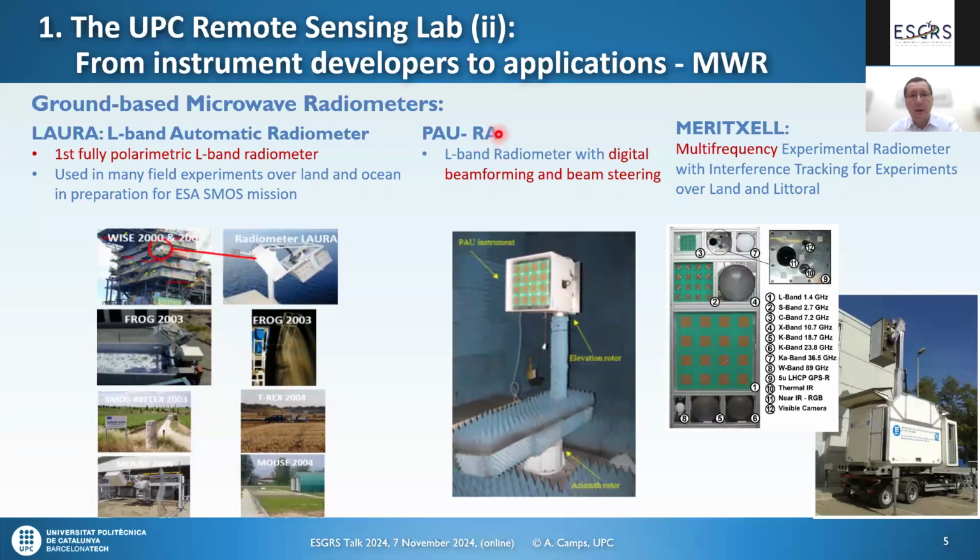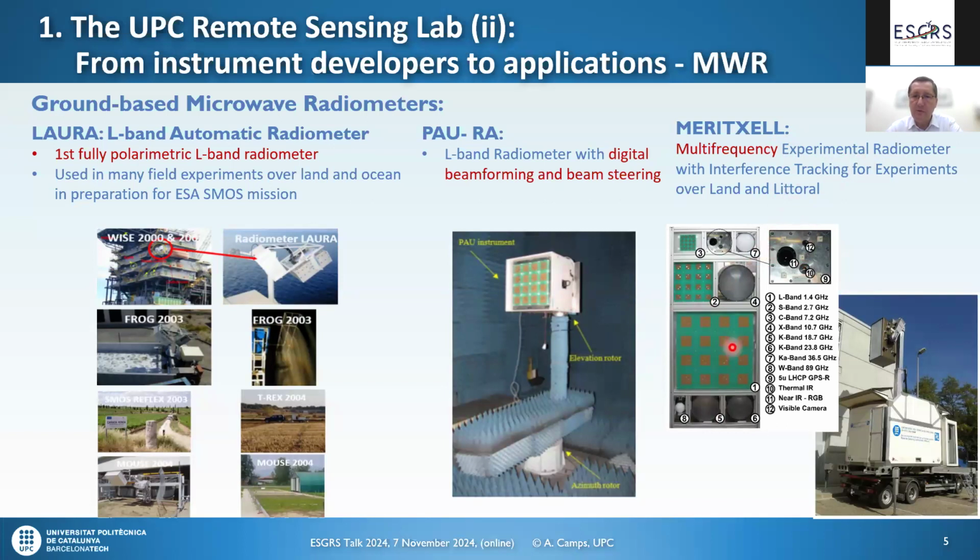PAU real aperture radiometer, RA, was also, to my knowledge, the first one, including digital beamforming and beam steering for a microwave radiometer, techniques that were used in communications before, but to my knowledge, not before in the field of passive microwave. And then Mary-Chain, which is the multi-frequency experimental radiometer.